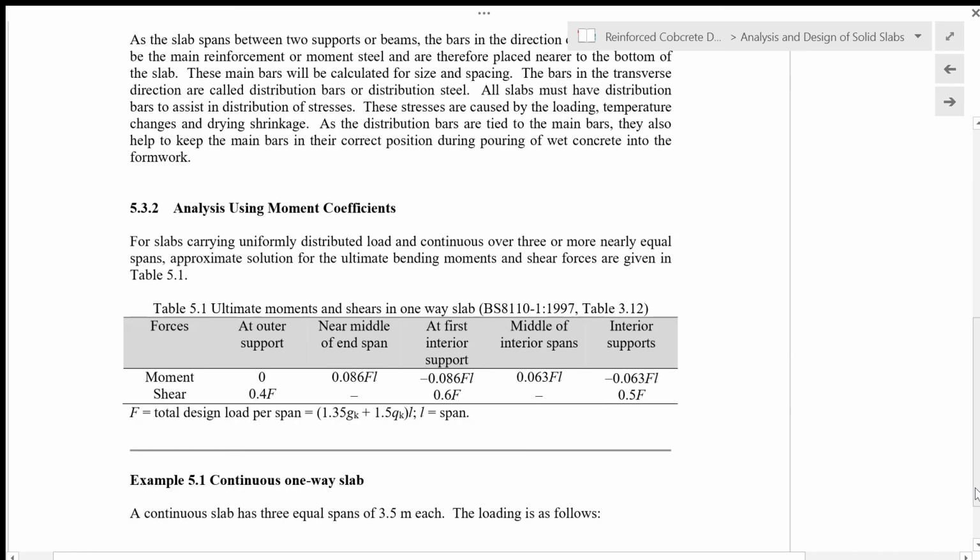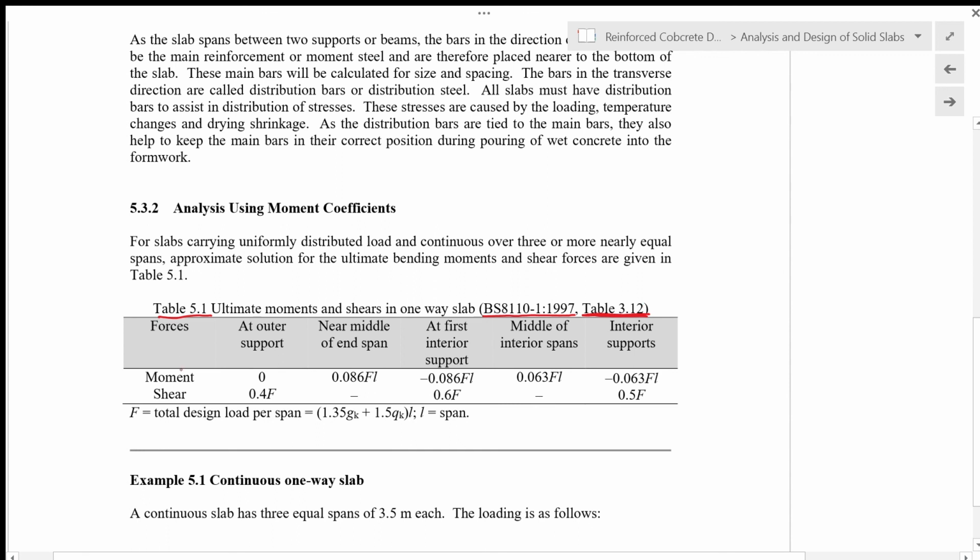So for the analysis of slabs in this course, we will be using moment coefficients. These moment coefficients are given by BS 8110 Part 1, 1997, in Table 3.12. For a slab carrying uniformly distributed load and continuous over three or more nearly equal spans, approximate solutions for the ultimate bending moments and shear forces are given in Table 5.1, which is extracted from Table 3.12.